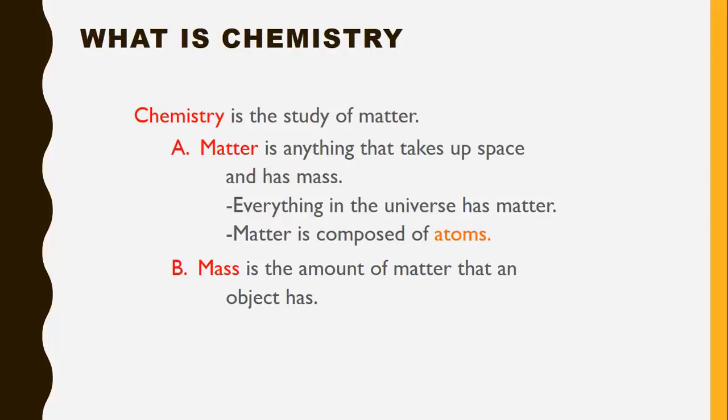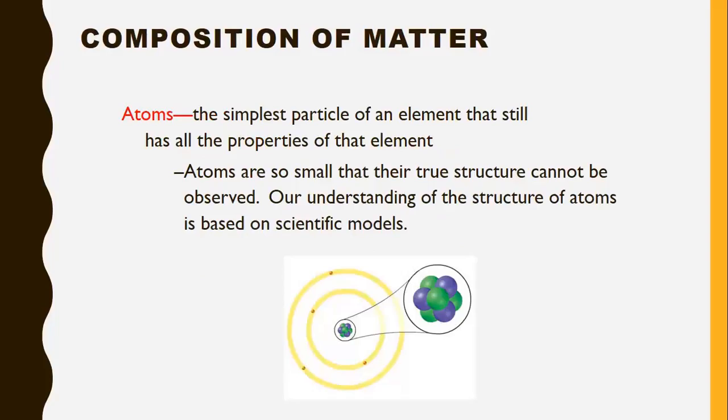So we're going to begin with what is chemistry. Chemistry is the actual study of matter. And matter, by definition, is anything that takes up space or has mass. So everything in the universe is made up of matter, and matter is composed of these things called atoms. Again, mass, for those who didn't know, by definition, is the amount of matter that an object has.